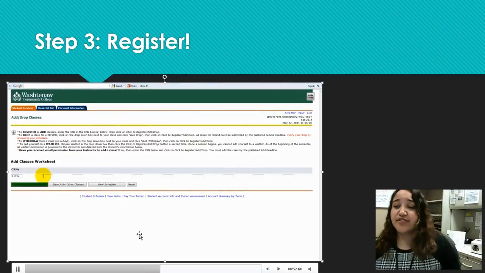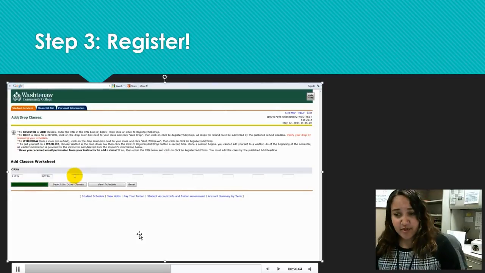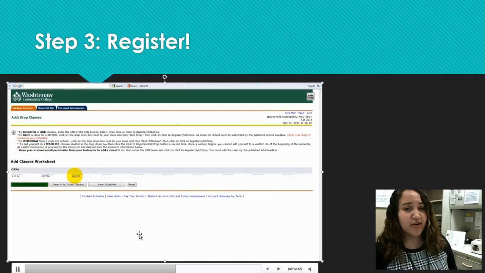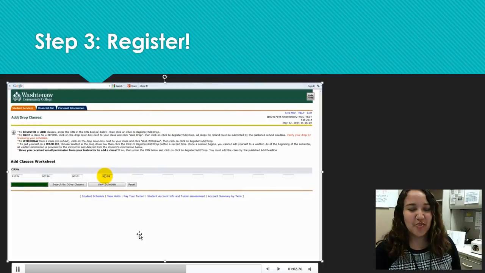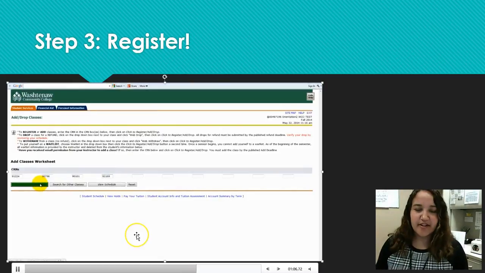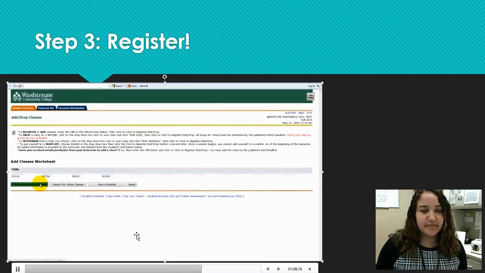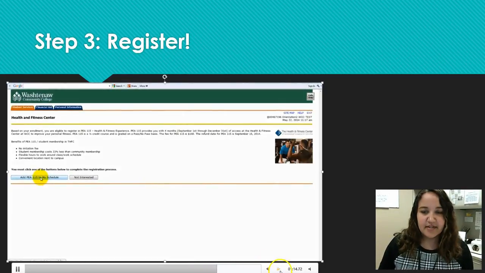That is how you actually register for your classes, by either copying and pasting the CRN numbers from the course catalog or writing down and very carefully typing the CRN numbers into the add drop worksheet on your school's page. So you'll hit register for classes. Don't really need to worry about this as much here.